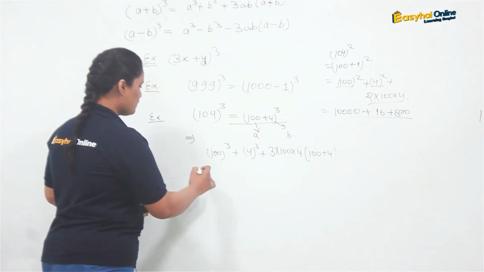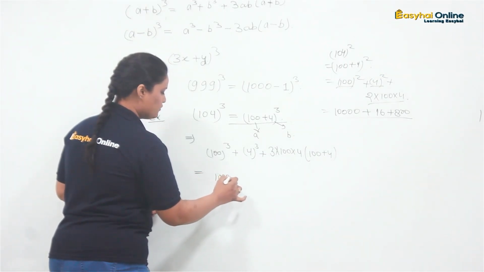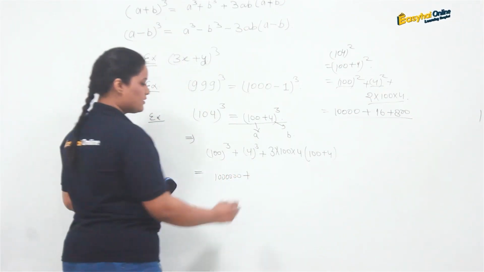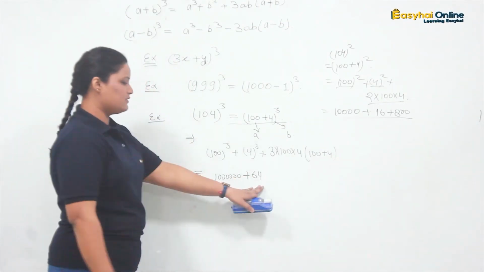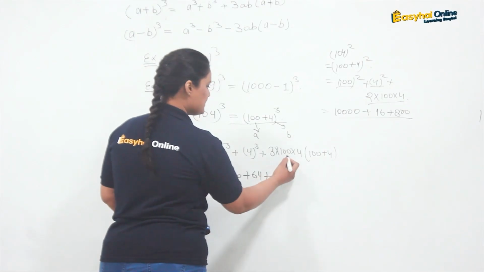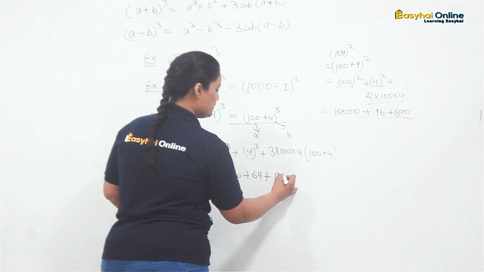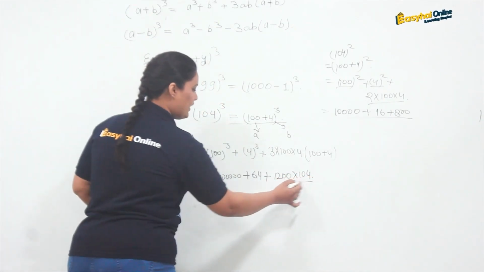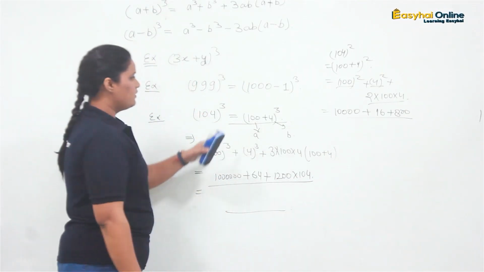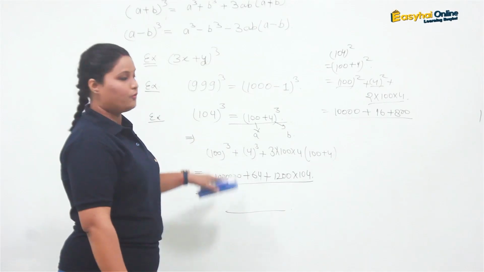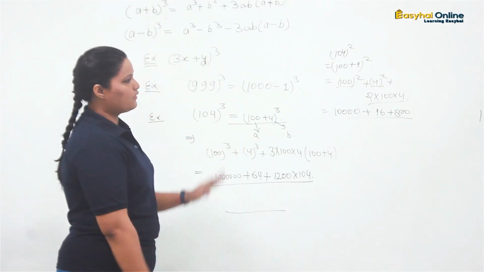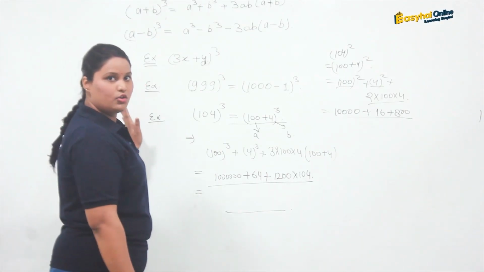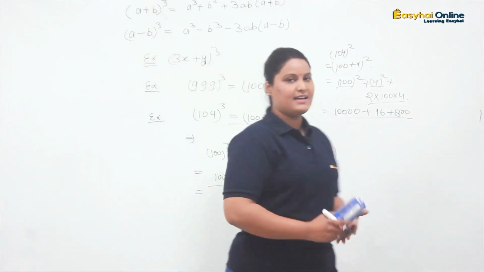Clear? Now solve it. 100 cube means 1 followed by 6 zeros, plus 4 cube, which is what? 4 fours are 16, 4 sixteens are 64, plus 300 into 4 means 1200 into 104. Now when you add the numbers, you will get the cube of 104. This is how you have to solve this kind of question. I hope there is no doubt in solving cubes of numbers. It is as easy as that.